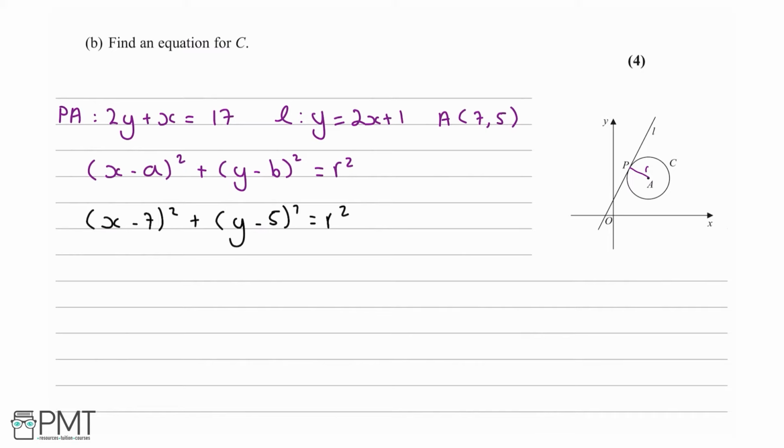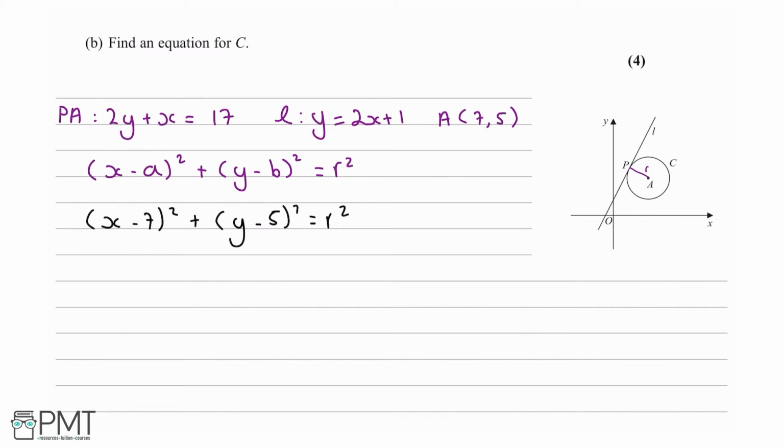And how do you do that? Well, you first need to find the coordinates of P and have the coordinates of A. So let's start by finding the coordinates of P. Now recall that line L is tangent to the circle at point P, and PA goes through the point P as well, which means they share the common point P.